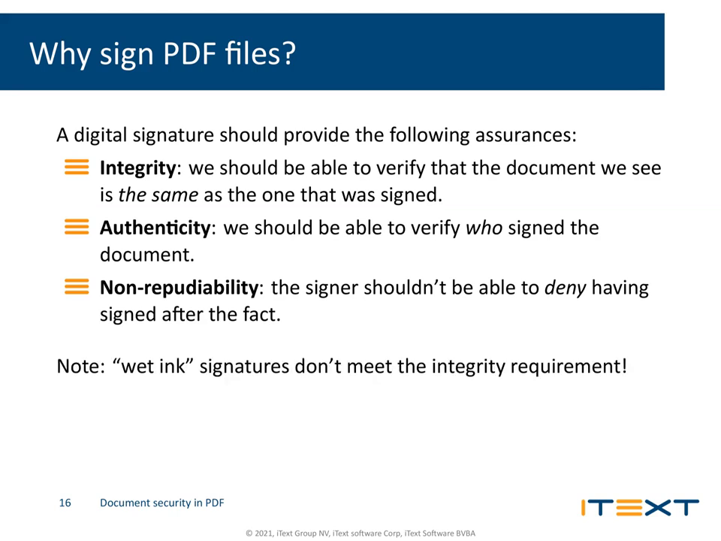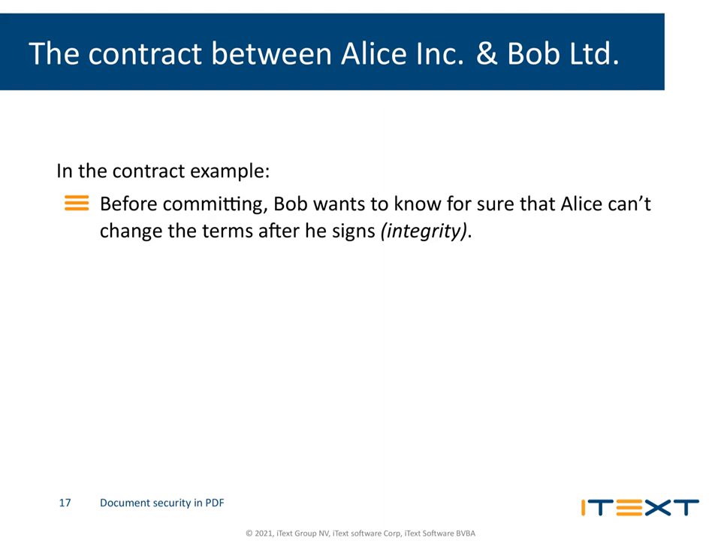It's particularly interesting to note that classical physical wet ink signatures don't really meet this integrity requirement, and arguably not really any of them. So this is really one of the areas where digital signatures have a clear advantage over physical signatures. Having said all that, let's go back to our example of the contract between Alice and Bob from before. Let's see how these requirements translate to this particular example.